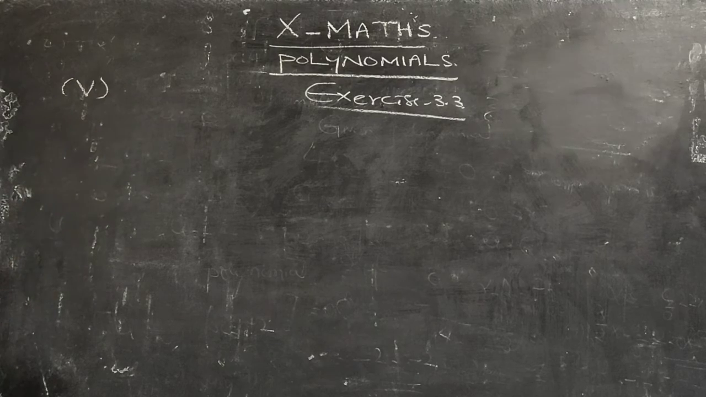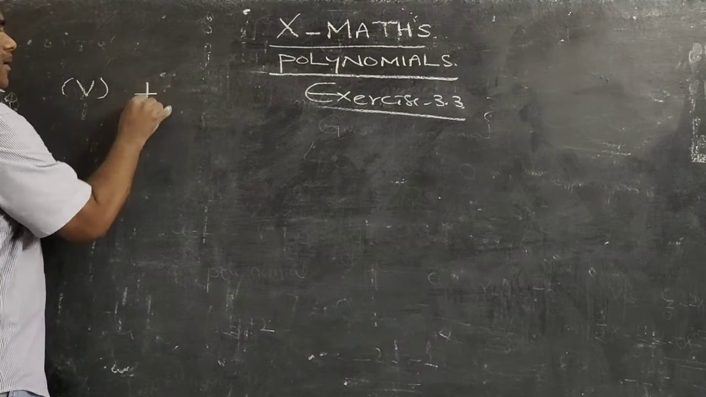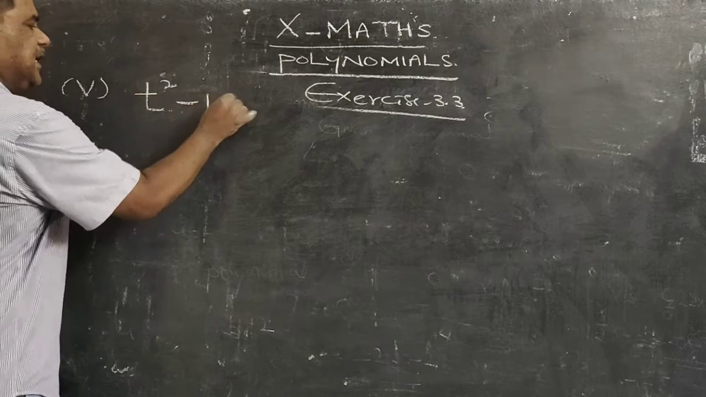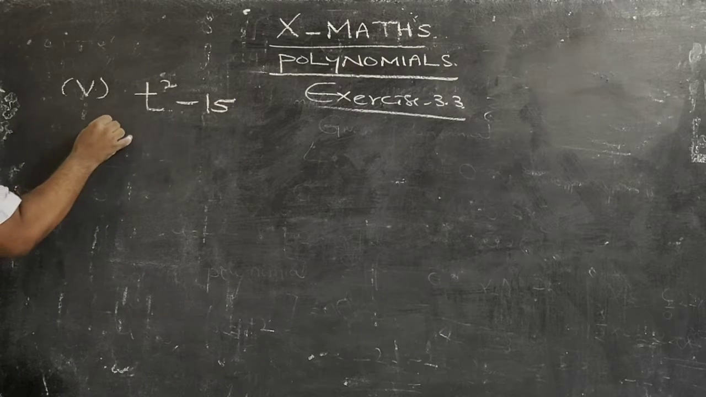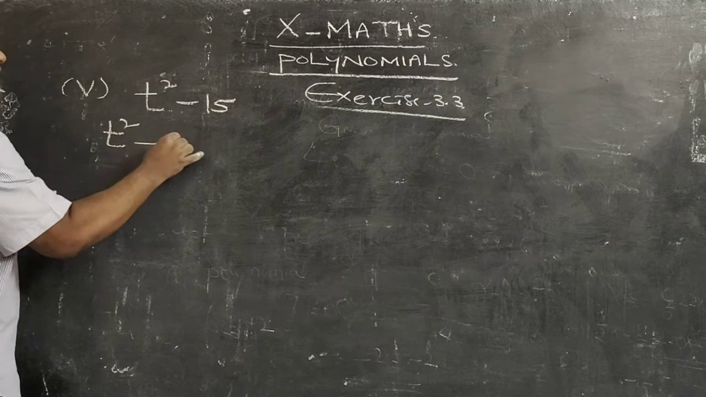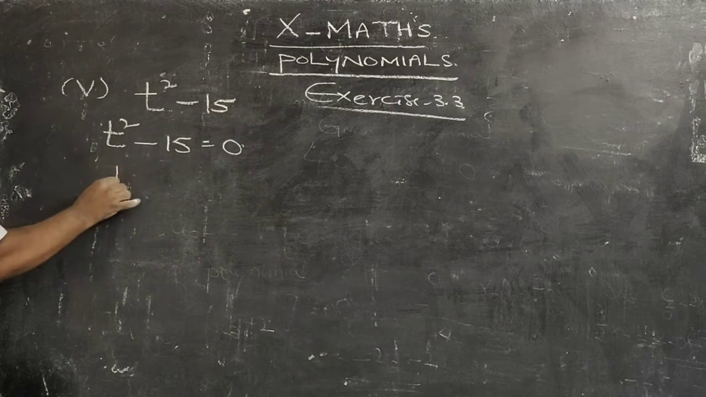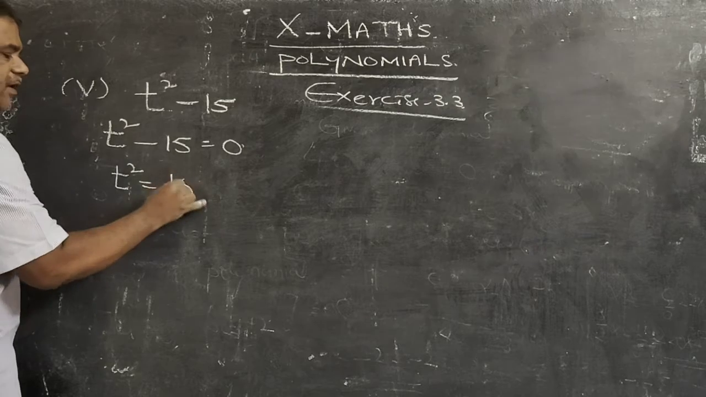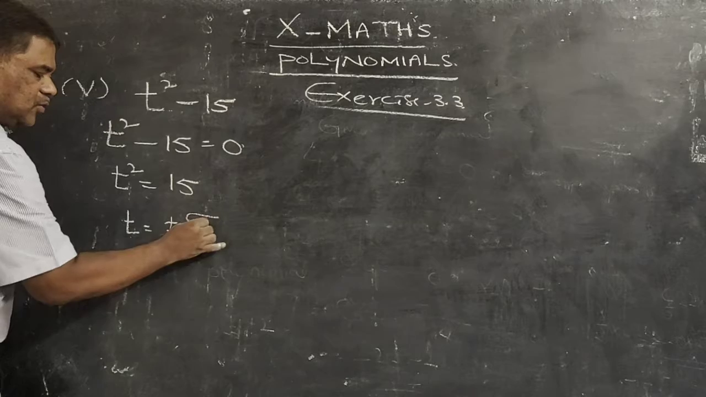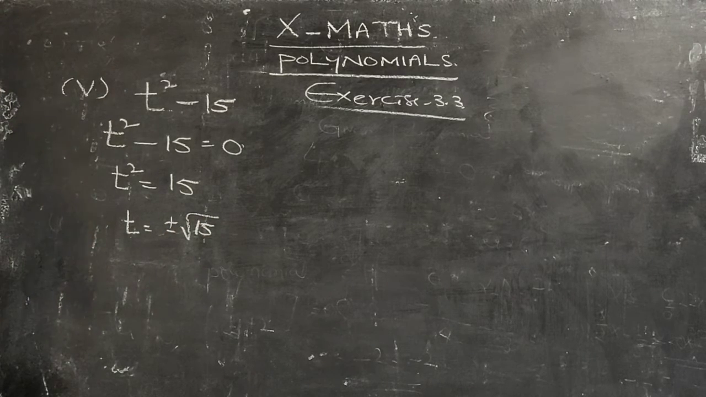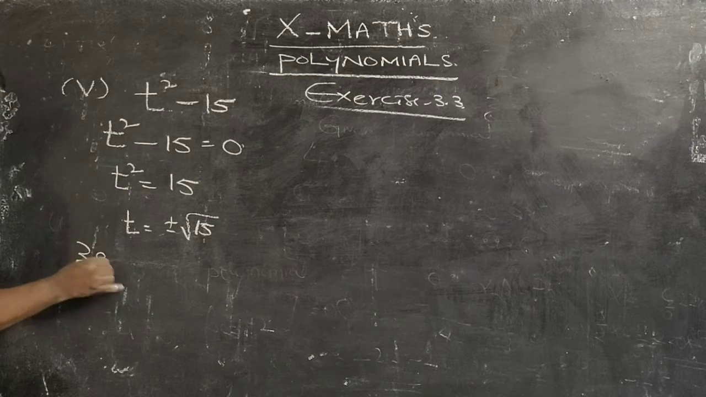Right, fifth bit. t square minus 15. So first let us take the given polynomial. t square minus 15 is 0. So t square is equal to minus 15, which becomes plus 15. t is equal to plus or minus root 15. This is the t value. So t has two values, they are called zeros of the polynomial.